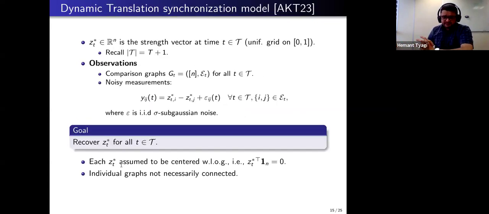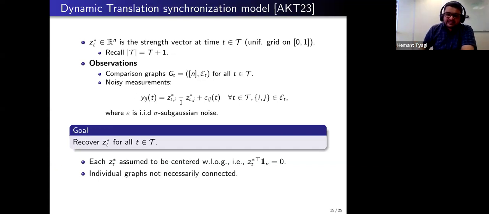So again, what we consider is the following. We again have the continuum [0, 1], and we have a grid calligraphic T of size T plus 1. At each grid point, we have a latent strength vector Z_t star, and we have a sequence of graphs G_t over the grid points.